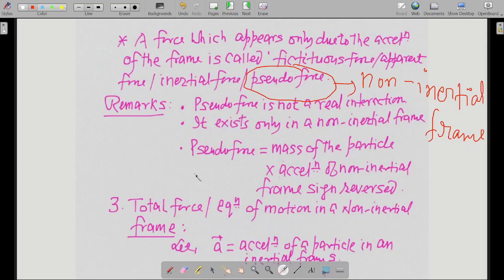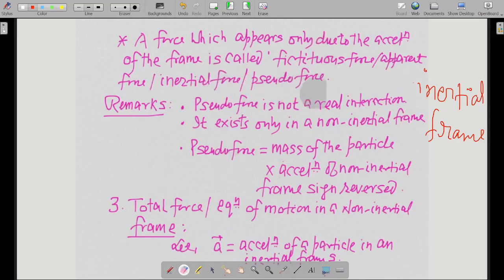Why? Because when you write this particular pseudo force in the equation of motion of the body, you actually apply Newton's laws of motion in a non-inertial frame. So you make the non-inertial frame inertial. By applying this pseudo force, you make the non-inertial frame inertial. That's why this pseudo force is called inertial force, because it is converting the non-inertial frame into an inertial frame, not non-inertial force.